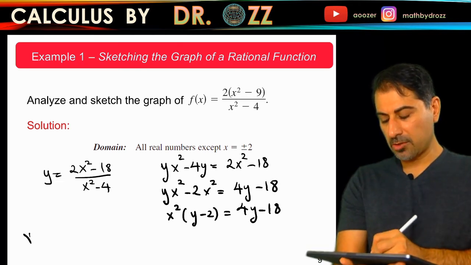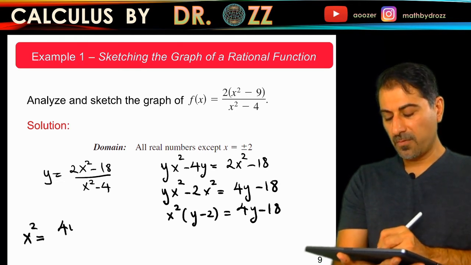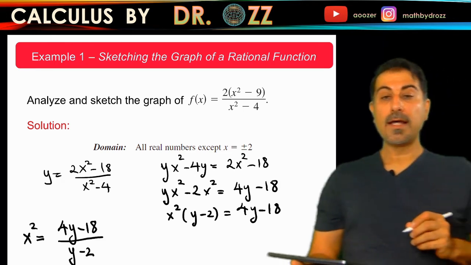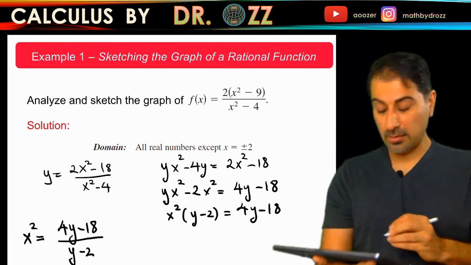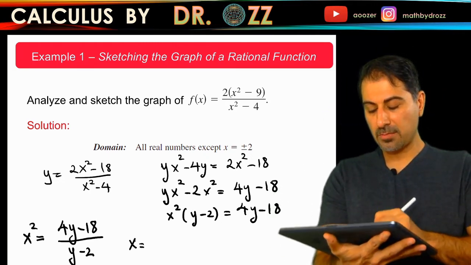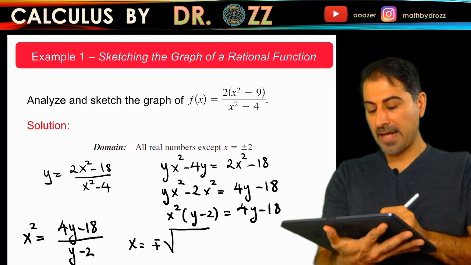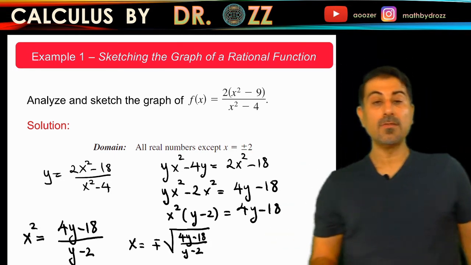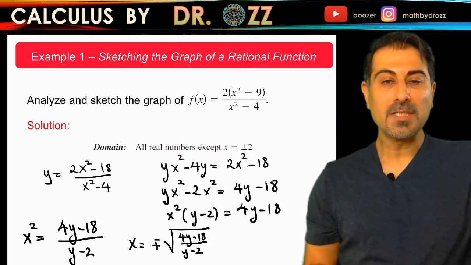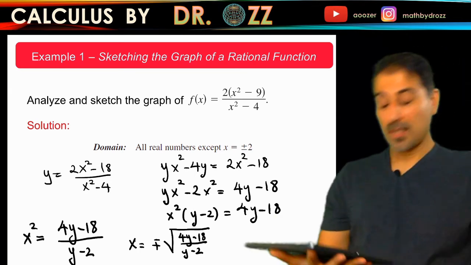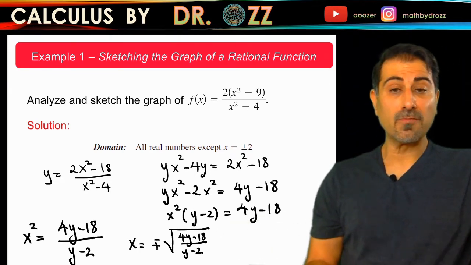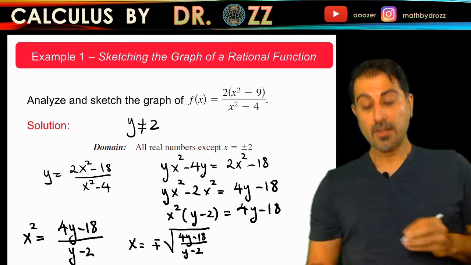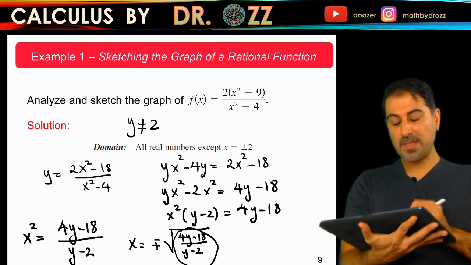And in turn, x squared turns out to be (4y minus 18) divided by (y minus 2). And we should take the square root of both sides. So x should be plus or minus the radical of (4y minus 18) divided by (y minus 2). So we know that for this function to be defined, first off, the bottom of this expression is not going to be 0, so y cannot be equal to 2. Let me just write it here. Also, this expression here has to be positive.